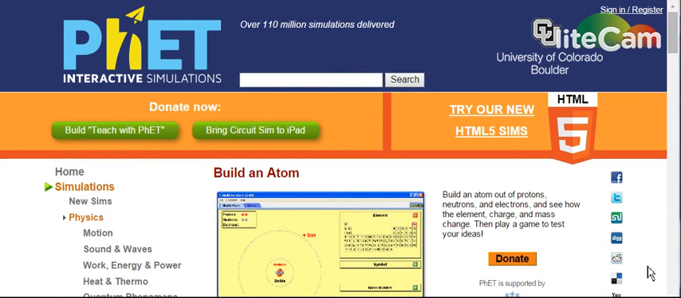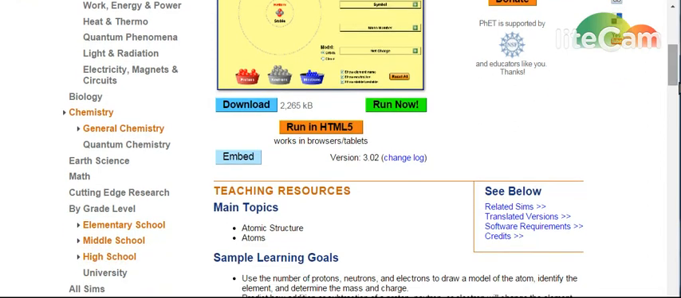Welcome to the Build an Atom simulation. To start the simulation, you're going to need to scroll down just a little bit on your screen here until you find this button, Run in HTML5. Click on that.